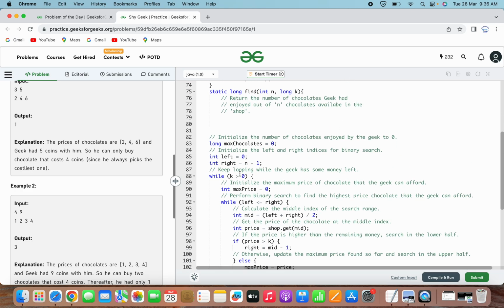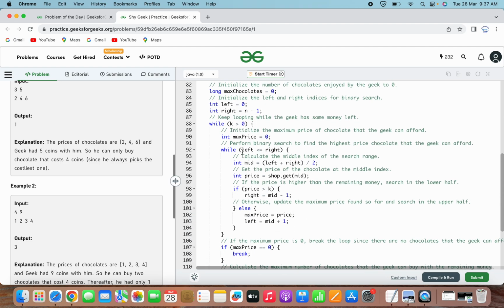The function starts by initializing max chocolate to 0, and left and right to 0 and n-1 respectively. The function then enters a while loop that continues as long as k is greater than 0. Inside the loop, the function performs a binary search to find the costliest chocolate that Geek can afford. However, instead of keeping track of the number of chocolates Geek has bought, the function keeps track of the maximum price of the chocolate that Geek can afford using the max price variable here.